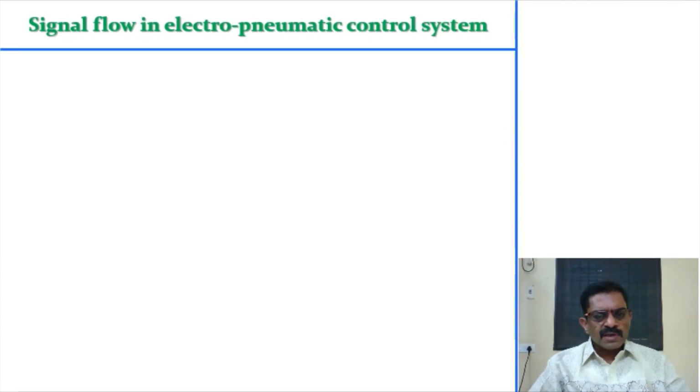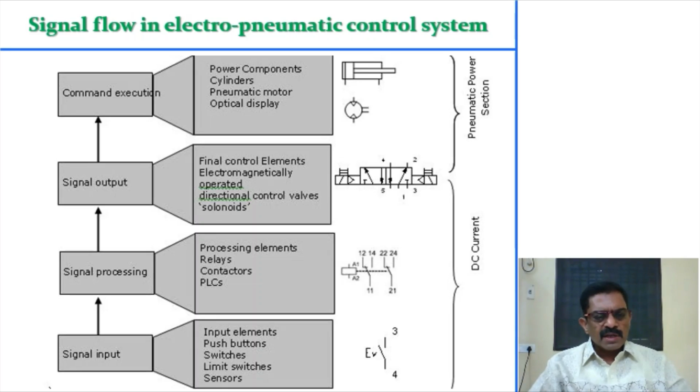Signal flow in an electro-pneumatic control system: you should understand how signal flow takes place. It is as simple as this. There is a simple flow chart. Here is the input signal, with input elements: push buttons, switches, limit switches, sensors. So this we are going to see. It is a push button.